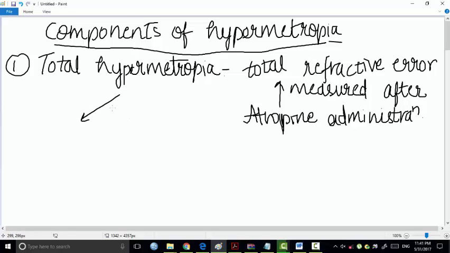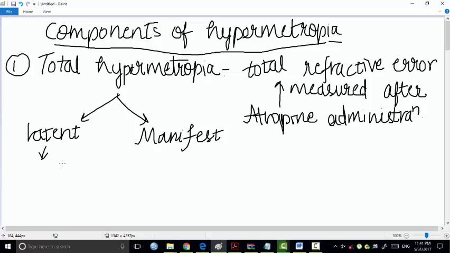This total hypermetropia is again of two types. One is latent hypermetropia and the other one is manifest hypermetropia. Latent hypermetropia is the amount of hypermetropia which is corrected by ciliary muscle tone. That is called latent hypermetropia. If one has hypermetropia, the ciliary muscle tries to adjust the lens in such a way that a person can see properly.